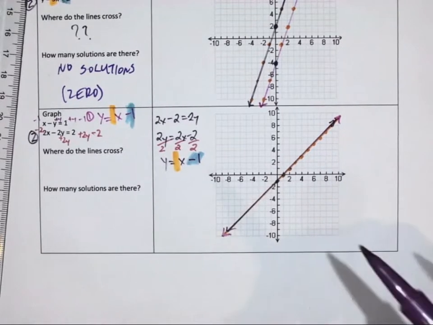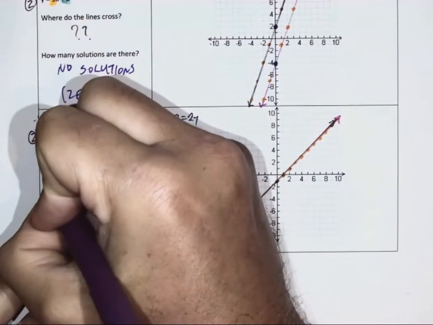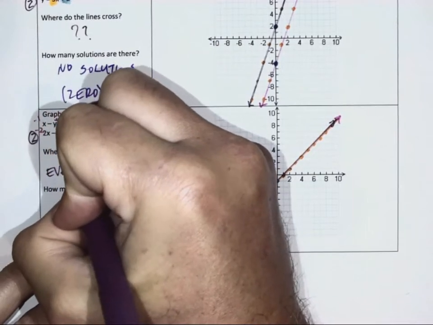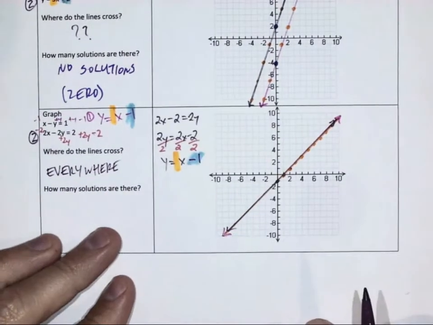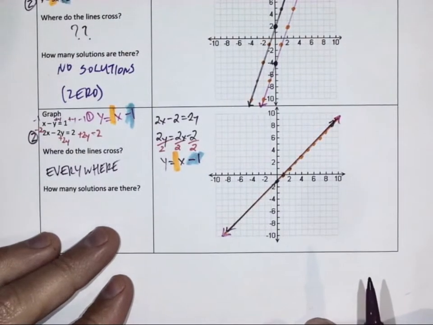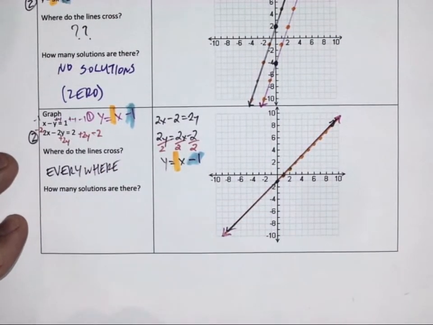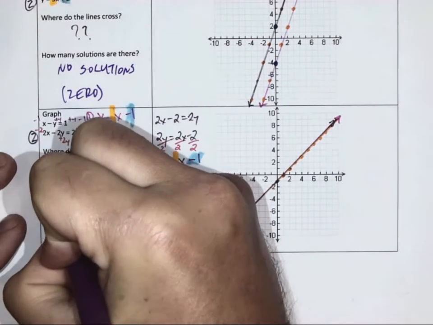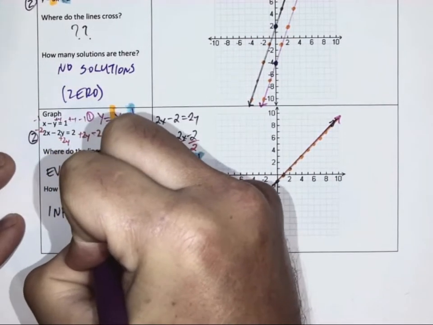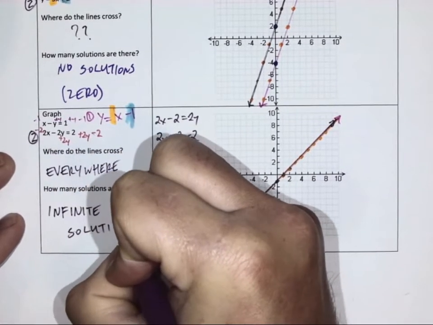So where do these points touch, or where do they cross? Well, they cross everywhere. Or at all the points. They're basically the same line, just written 2 different ways. So we say that that has infinite solutions, because they're the same thing. They're right on top of each other.